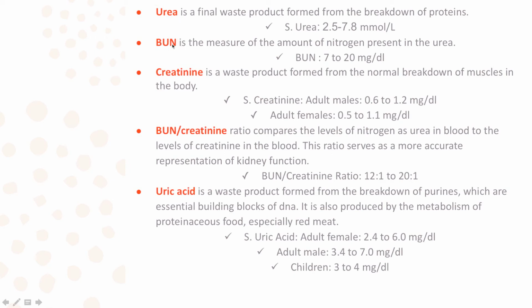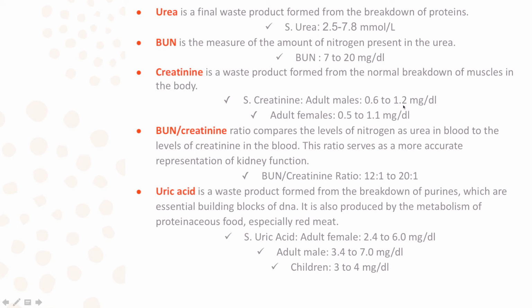Then blood urea nitrogen. There is basically no difference between blood urea nitrogen and serum urea. Blood urea nitrogen is the amount of nitrogen present in the urea, right? In some countries blood urea nitrogen is preferred, in some countries serum urea is preferred. In our country both are preferred. The normal blood urea nitrogen levels are 7 to 20 mg per dL. If the levels are increased from this, then we say that the kidney is not functioning properly and the renal functions are compromised because of some problem in the kidney.